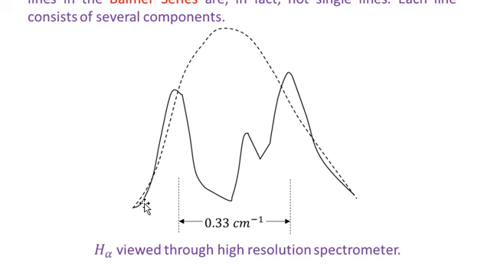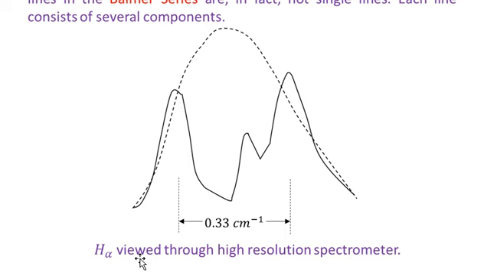And this figure actually belongs to the H alpha line. And you know that the H alpha line is the first line of the Balmer series, when the transition takes place from the level n equal to 3 to n equal to 2. And the line that is emitted is referred to as the H alpha line. So this is the H alpha line viewed through a high resolution spectrometer.